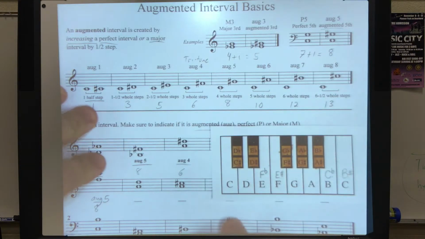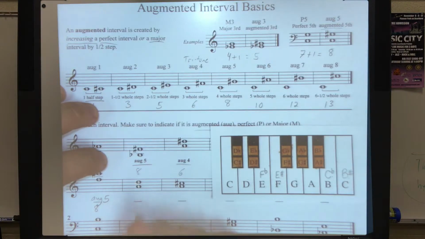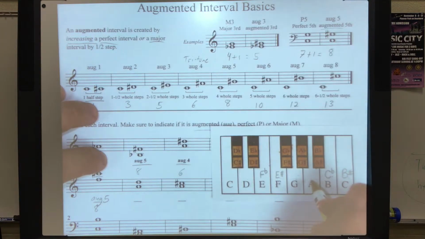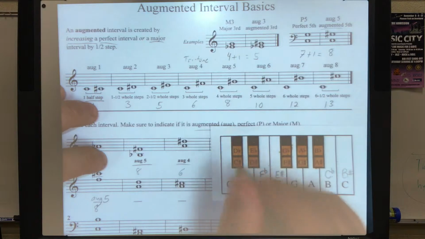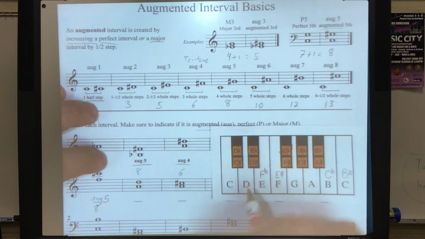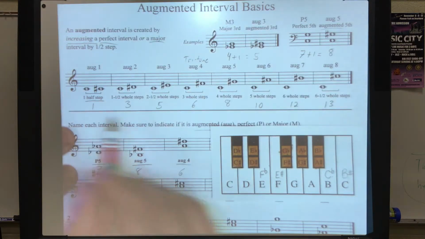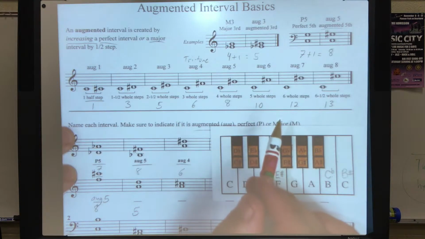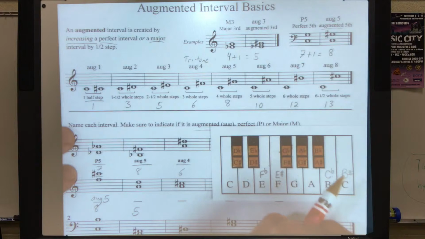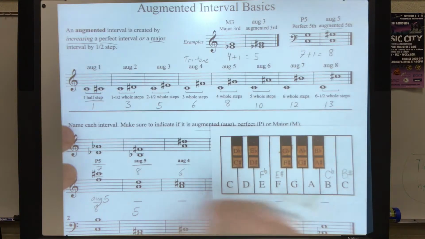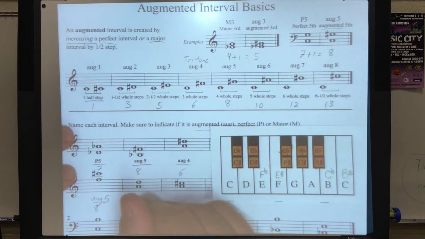Okay, let's look at our next one. We've got an A and a D. So let's count the half steps. A is 0, 1, 2, 3, 4, 5. 5 half steps. Okay, do we see 5 half steps up here? Well, we do. But in this case, because it's not written chromatically, it's actually going to be a perfect fourth. It's a perfect fourth. So this will be a perfect fourth.